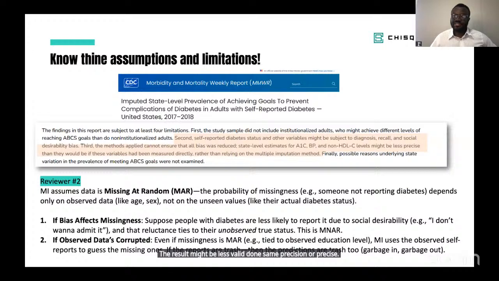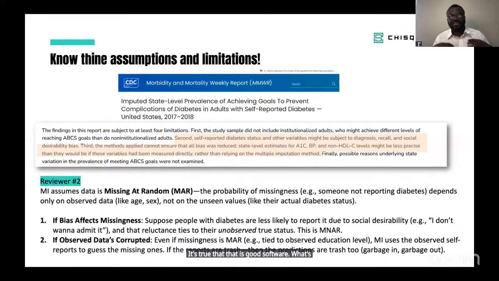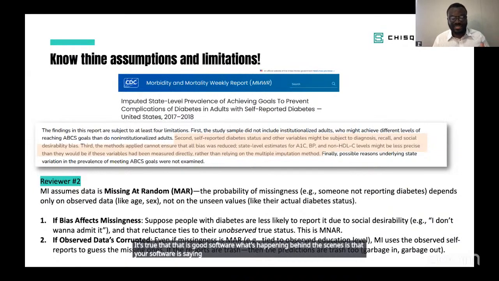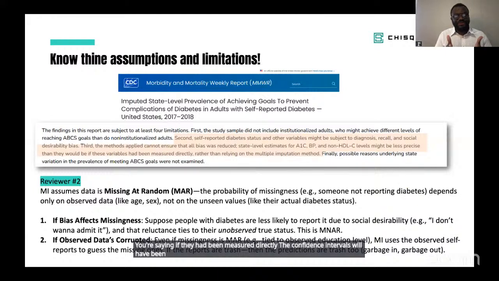Okay, thank you very much. So for that statement, I'm not going to give it a true or false grading. I'll say maybe, right? It's true that what's happening behind the scenes is that your statistical software is saying, well, we are just guessing this thing here, so I'm just going to give it a wider confidence interval. A wider confidence interval means less precise. But you are comparing that scenario to a counterfactual. You're saying if they had been measured directly, the confidence intervals would have been narrower. But how do you know? We don't know. It's hard to answer that empirically because we can't.